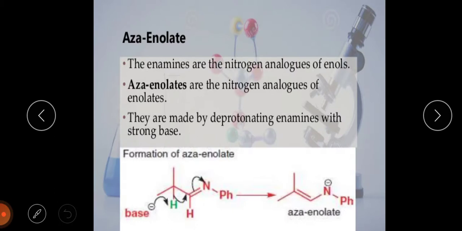The next are aza enolates. Aza enolates are the nitrogen analogues of enolates. They are formed by deprotonating enamines with a strong base to produce aza enolate.